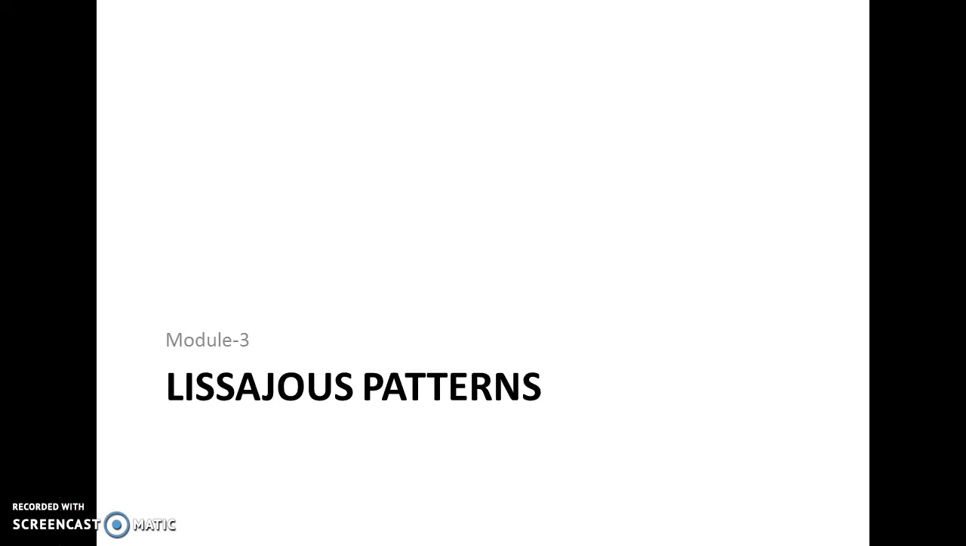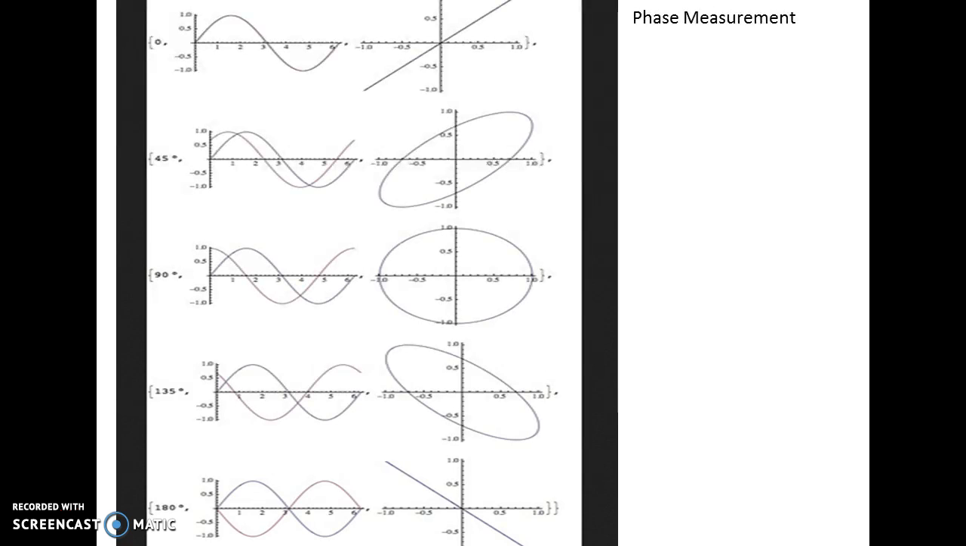Hi everyone, in this video I will discuss Lissajous patterns. Lissajous patterns are obtained when you input sinusoidal signals to the vertical and the horizontal deflection plates. We receive patterns, for example, like the straight line, an ellipse, a circle, and so on. These patterns are obtained when you provide sinusoidal signals to the X and Y plates.